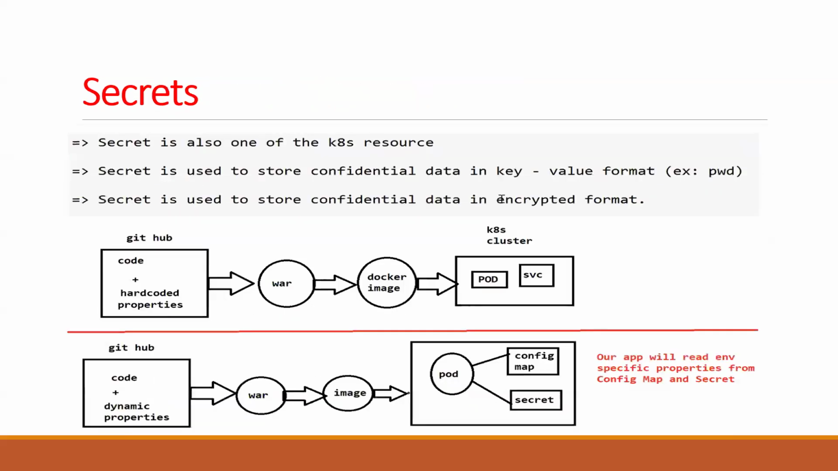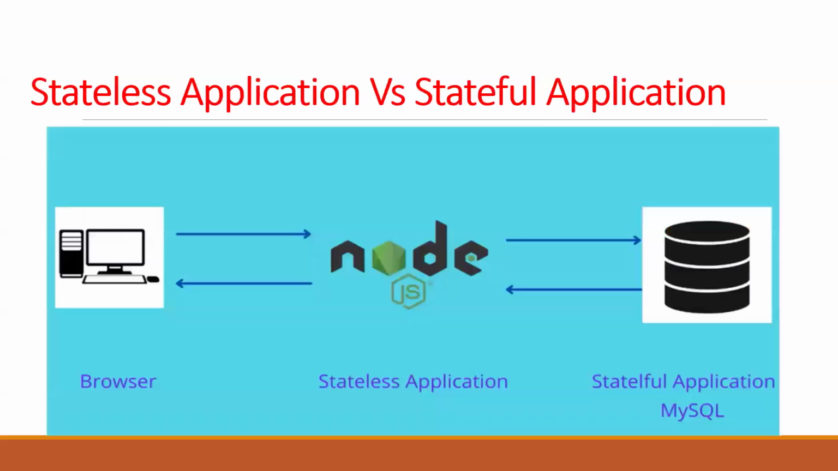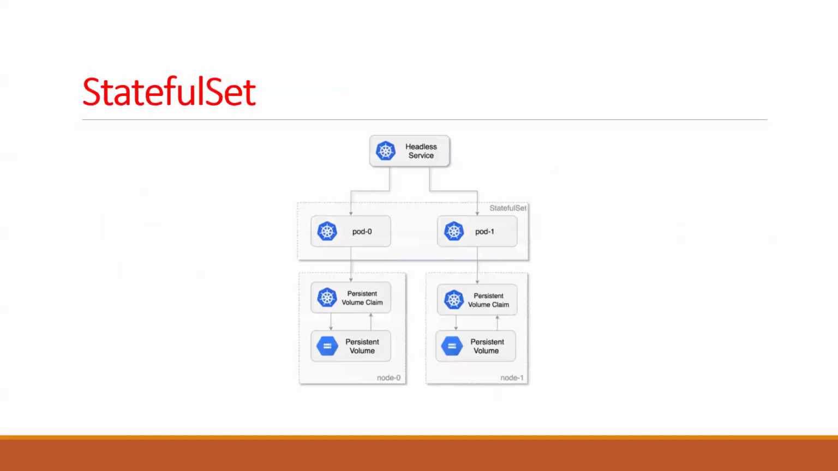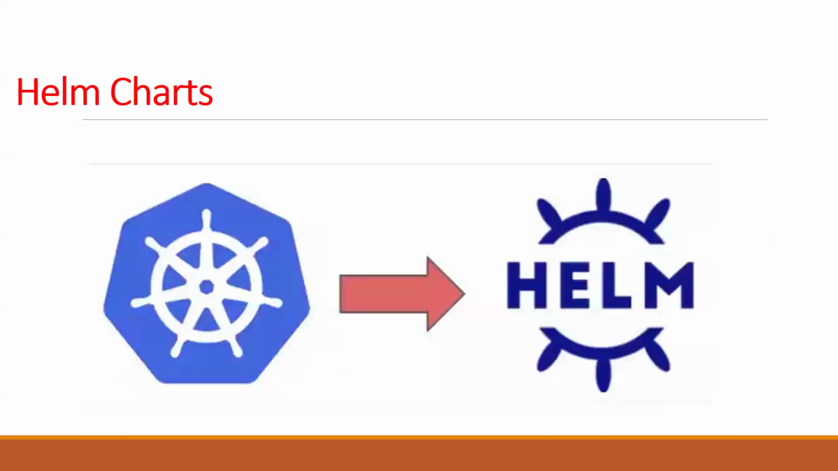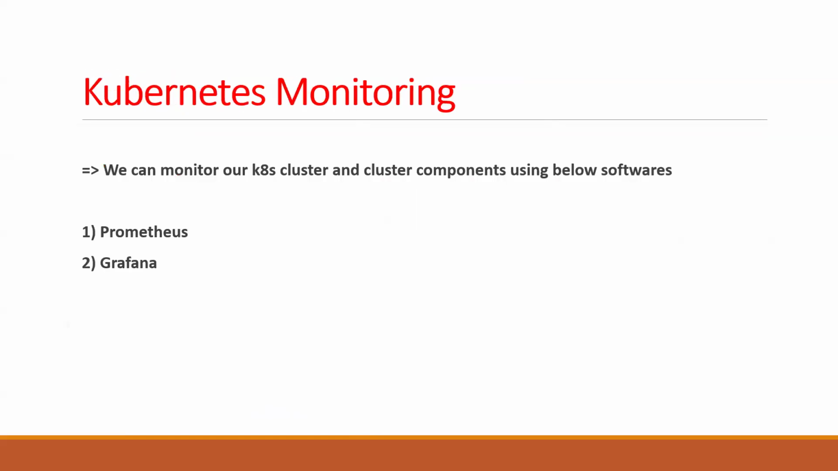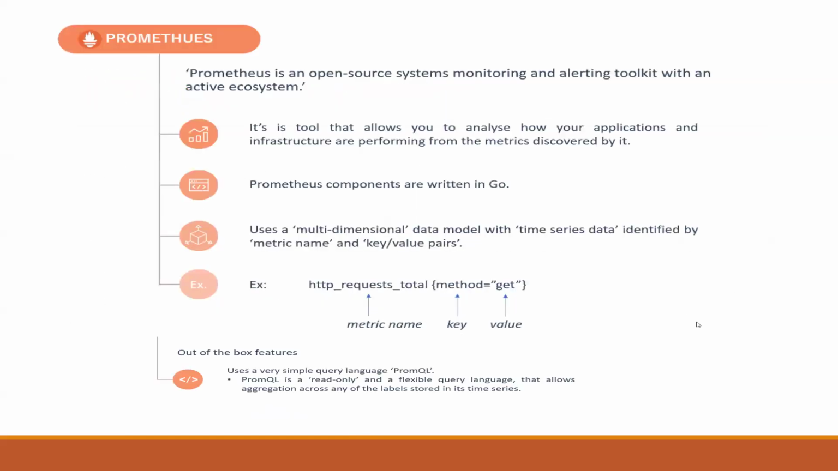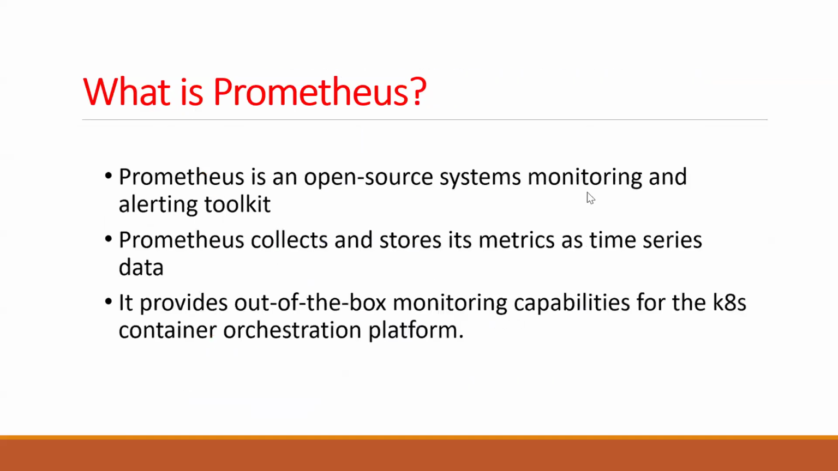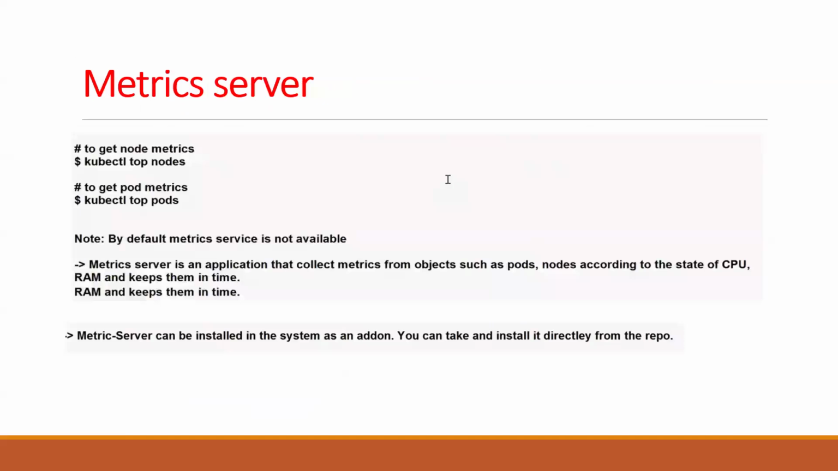Next, ConfigMaps and Secrets. Then stateless applications and stateful applications. You already know stateful and stateless, right? Then Helm charts. DaemonSet. Hmm? DaemonSet.